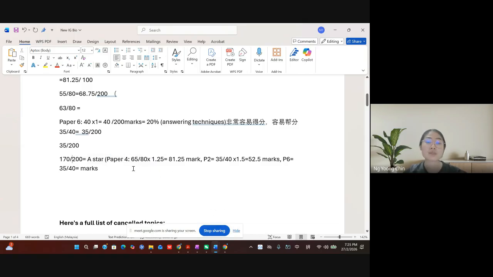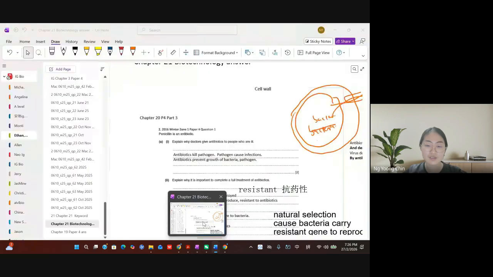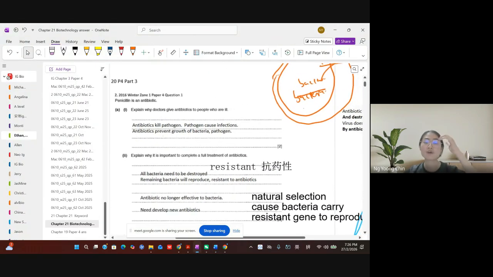But it depends. Sometimes it will be lower, like 165 over 200, you can get A star. But I think last year they put 170. So 160 above will be A, and 170 will be A star. I think last year it's like this. And if you get 150, you get B. So that's why paper 4 is very important.